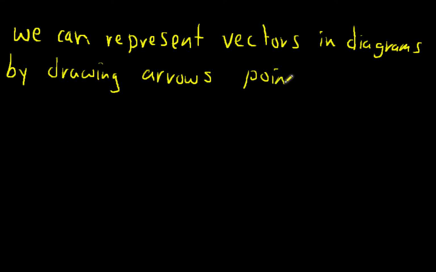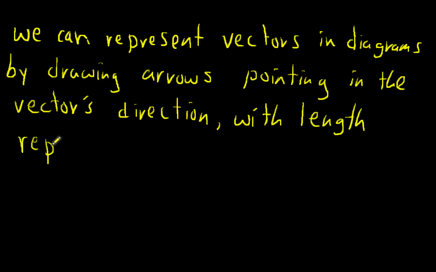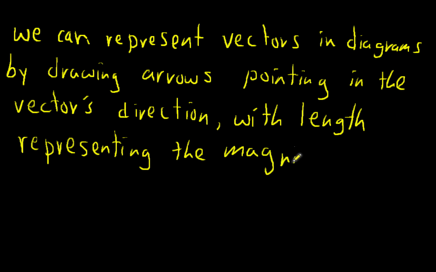These arrows are drawn so that they're pointing in the same direction as the vector, and the length of the arrow should show about how large the magnitude of the vector is relative to other vectors. Now, we're not going to get out a ruler to draw the arrow to make it exactly the right length, but we should draw it so that vectors that have larger magnitude are longer than vectors with smaller magnitude.